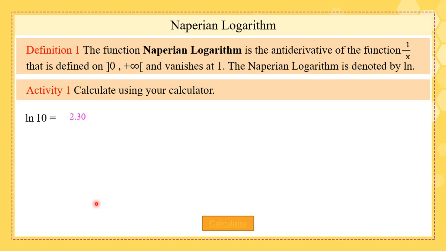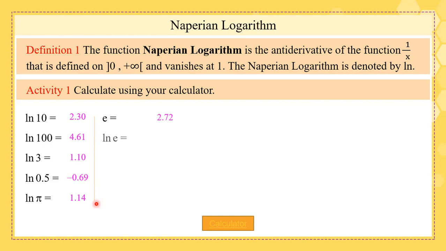It will be 2.30. Calculate to the nearest 10^-2, which means 2 decimal places. ln 100 is 4.61. ln 3 is 1.10. ln 0.5 is negative 0.69. ln pi is 1.14. And then recalculate e. It will be about 2.72.